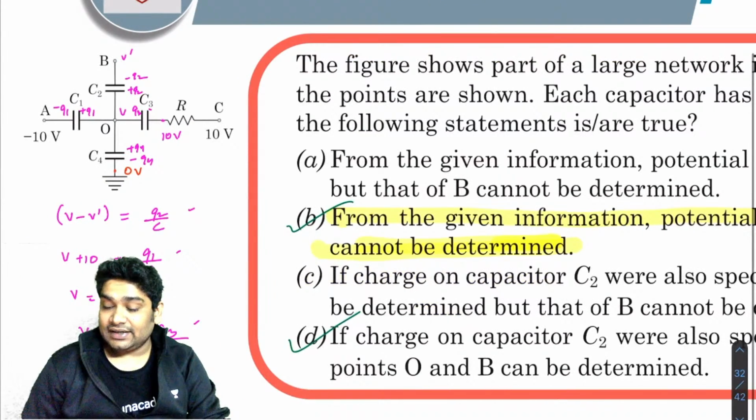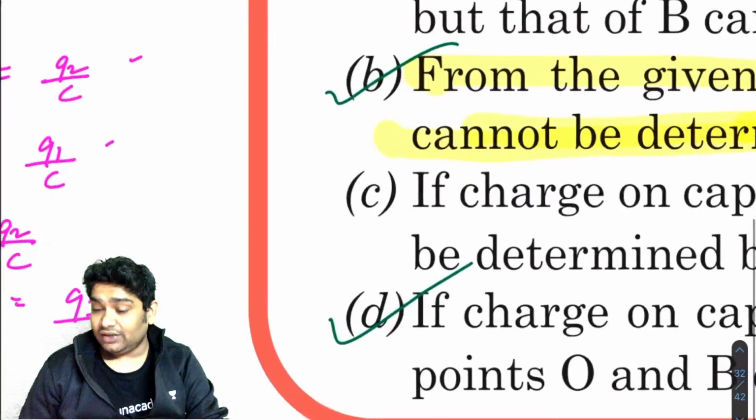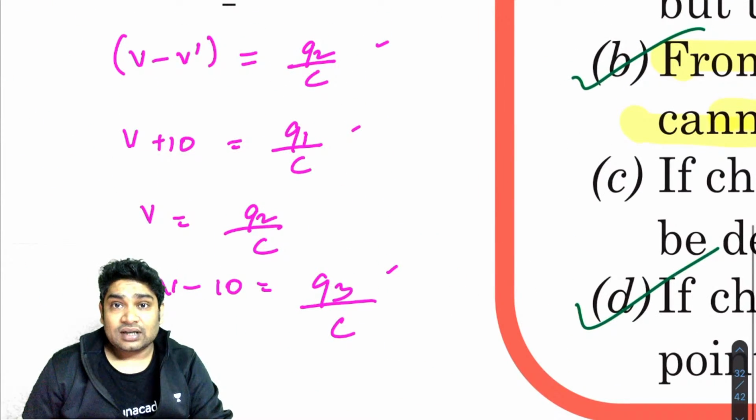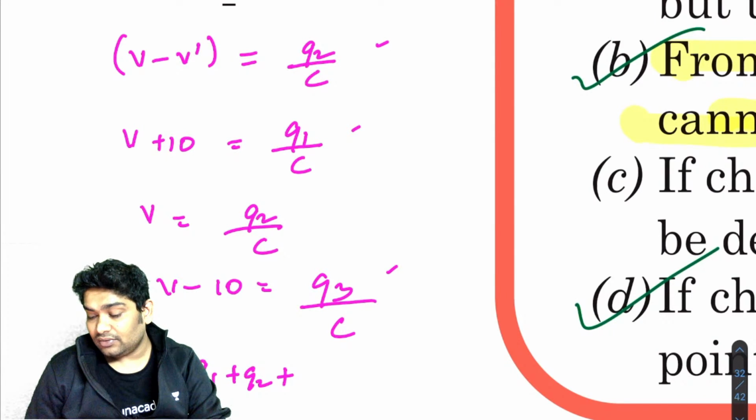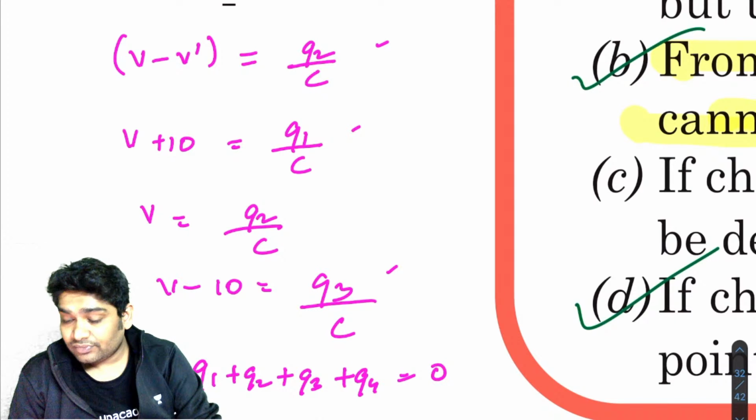So here, as I said, if I wrote all the equations here, I have 4 equations like this and 1 equation due to conservation of charge: Q1 plus Q2 plus Q3 plus Q4 equals 0.